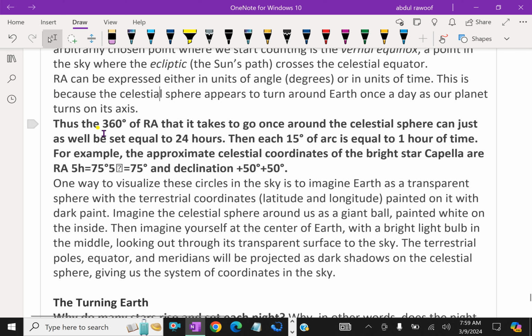Thus, for example, the 360 degrees of RA that it takes to go once around the celestial sphere can just as well be set equal to 24 hours. Then each 15 degrees of arc is equal to 1 hour of time. For example, the approximate celestial coordinates of the bright star Capella are RA 5 hours, that is 75 degrees, and declination plus 50 degrees.